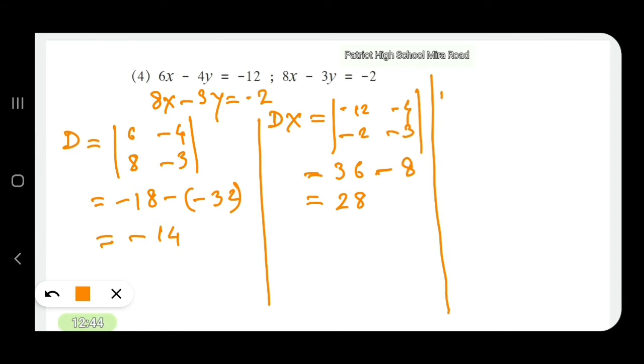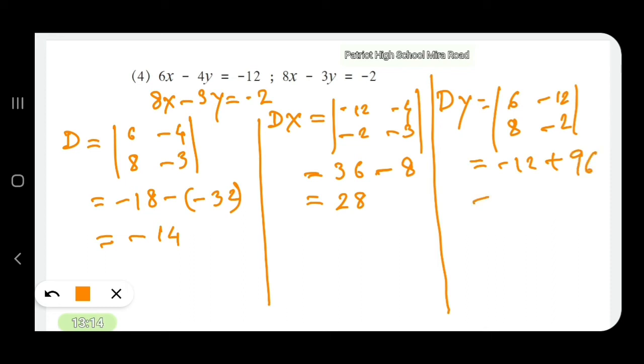Dy. In place of the second column, we will bring the third column. So dy will be equal to 6, 8 and the third column minus 12 minus 2. So dy will be minus 12 and plus 12 8s are 96. So it will be 84.